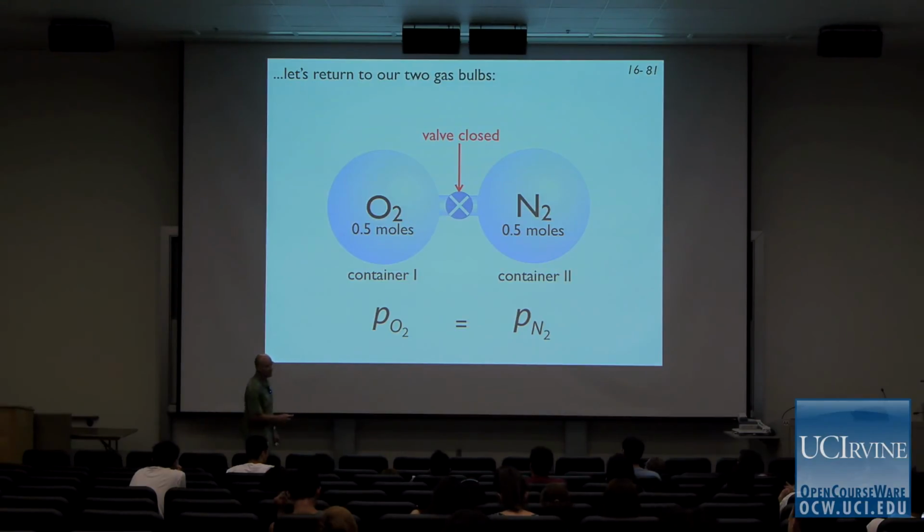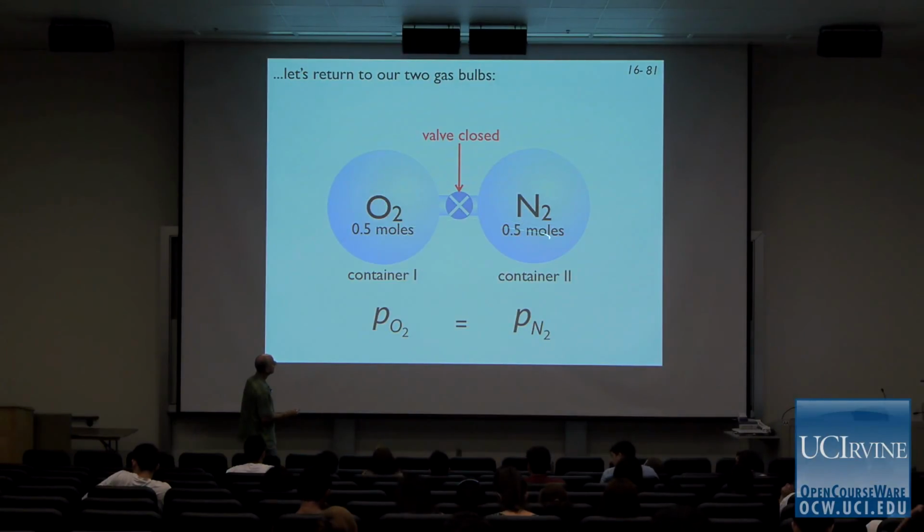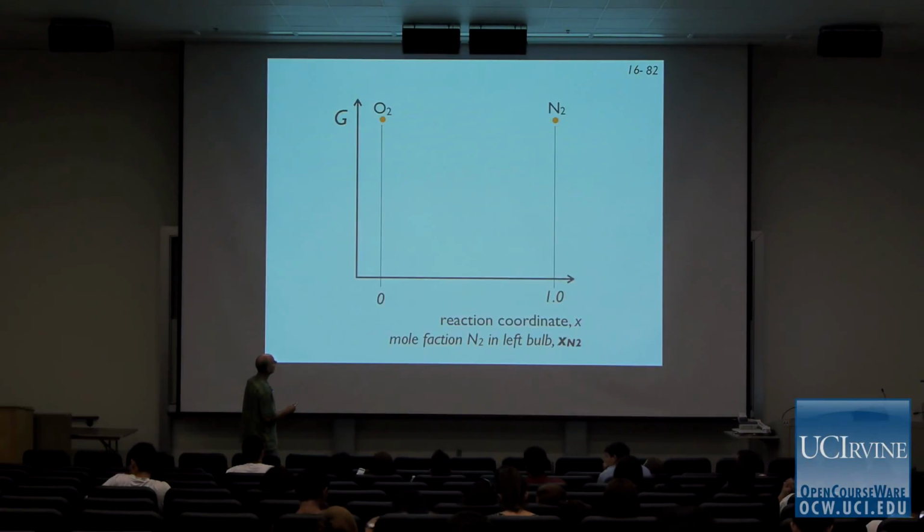So let's go back to this experiment. We've got oxygen and nitrogen. We've got half a mole of each. The valve is closed. Now we open the valve.